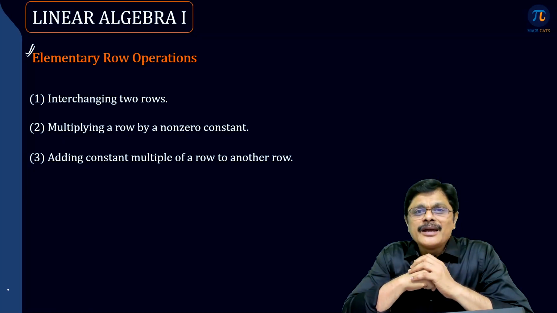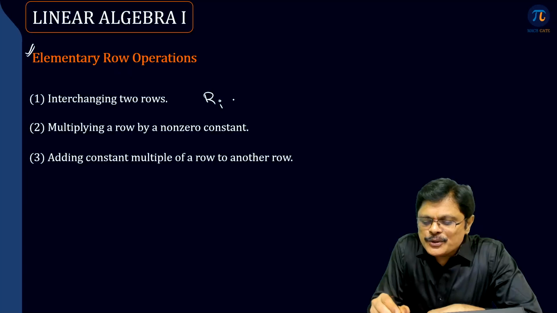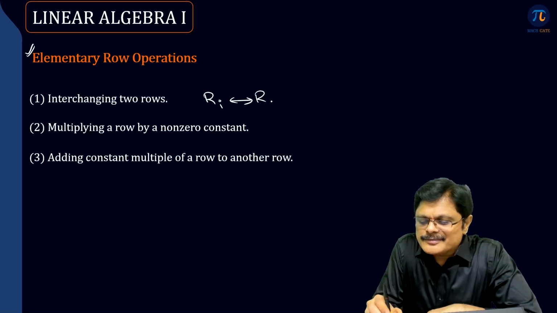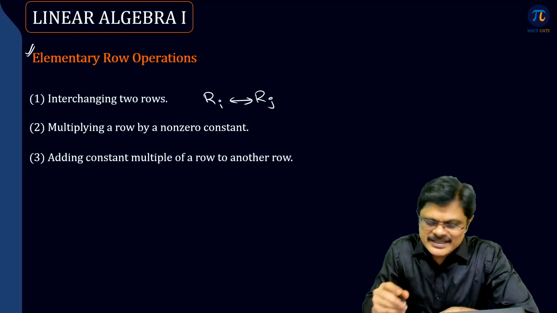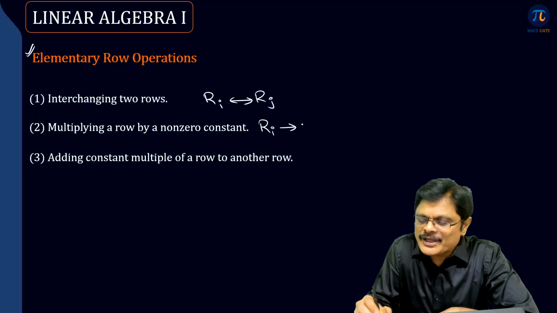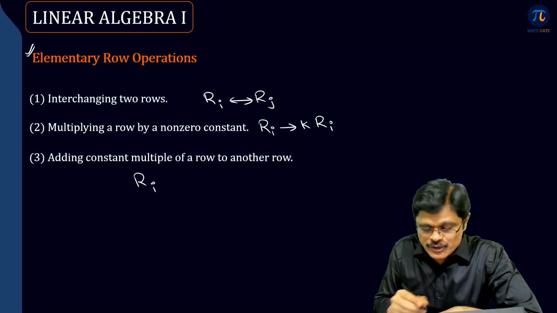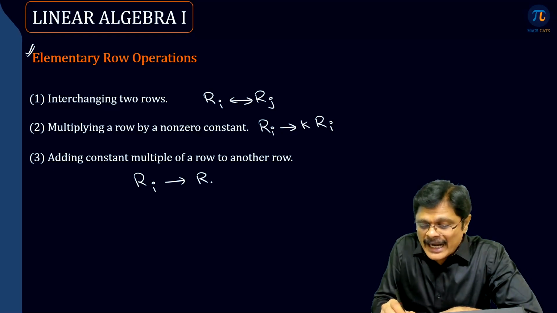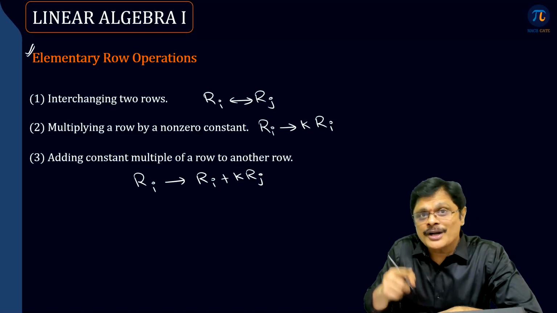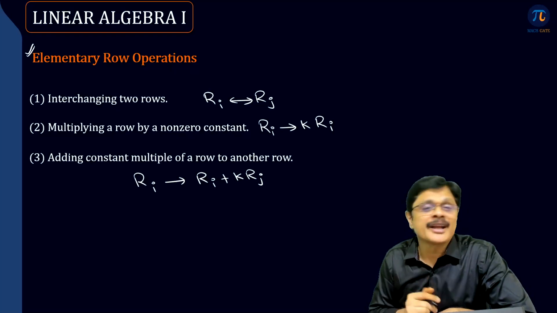What are these elementary row operations? Interchanging two rows. This is one. The second one is multiplying a row with a non-zero constant, and k should be non-zero, my dear friend. The third is adding a constant multiple of another row. Suppose this is the row; we are adding a constant multiple of Rj to Ri. So this is what you mean by elementary row operations.